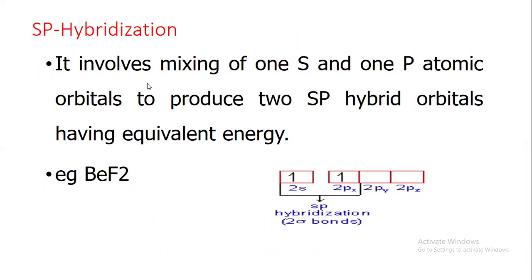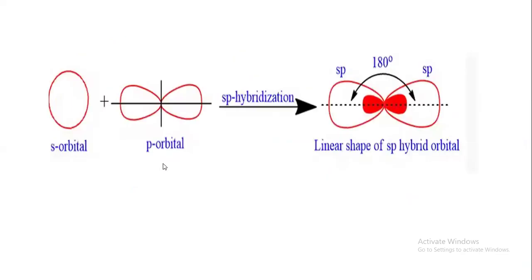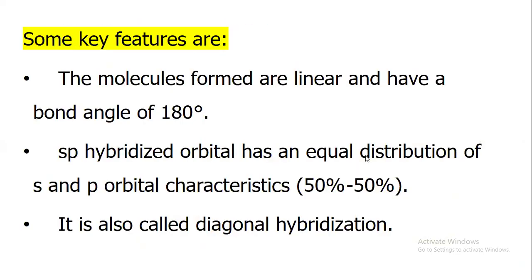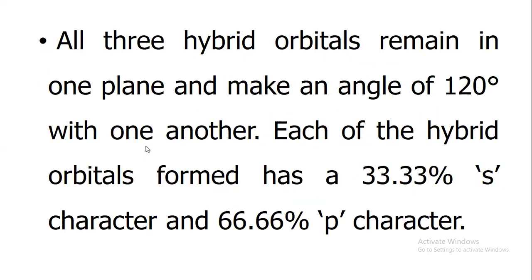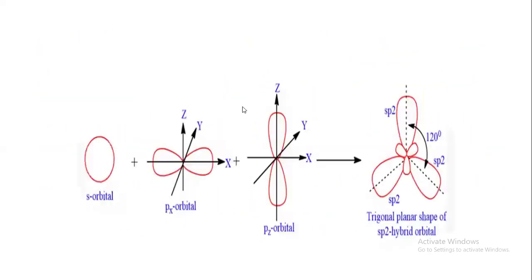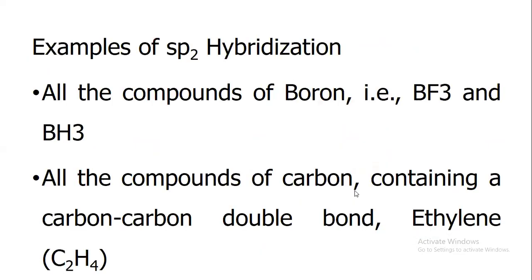sp hybridization involves mixing of one s and one p orbital to produce sp hybrid orbitals, for example, beryllium fluoride. The shape is linear. sp2 hybridization: combination of one s and two p orbitals to form three hybrid orbitals of equal energy is known as sp2 hybridization, for example, boron trifluoride. The shape of boron trifluoride is trigonal planar, from sp2 hybrid orbitals.